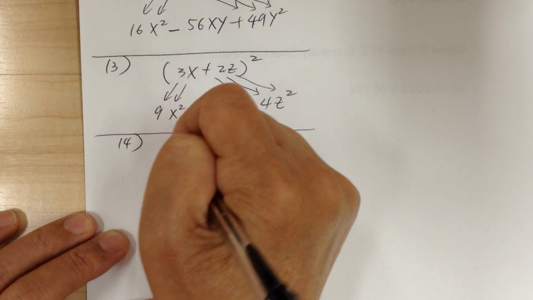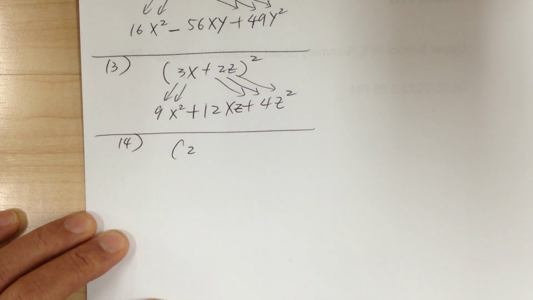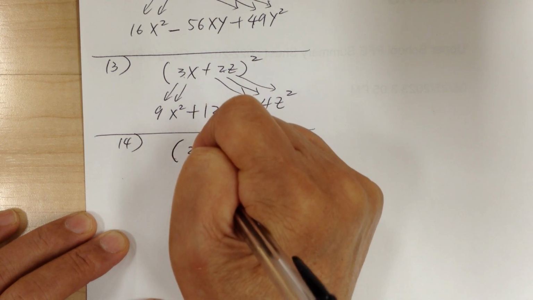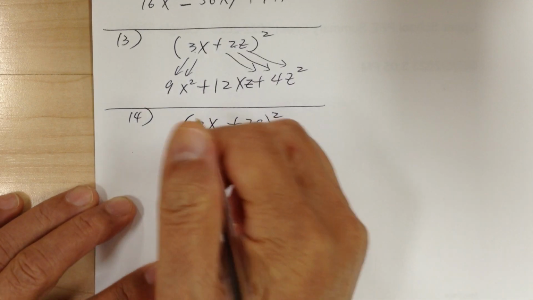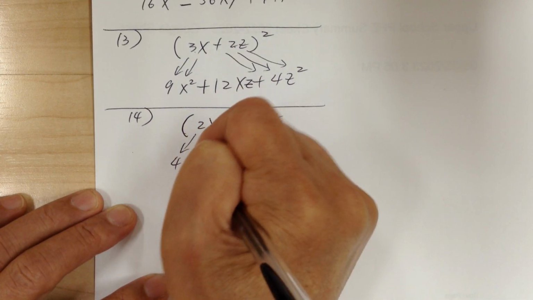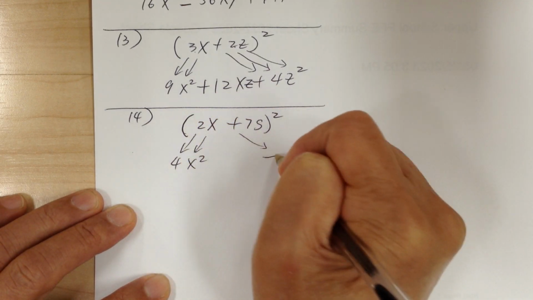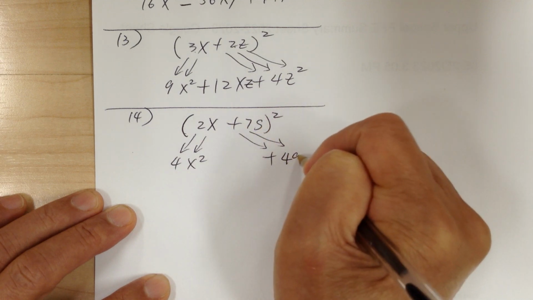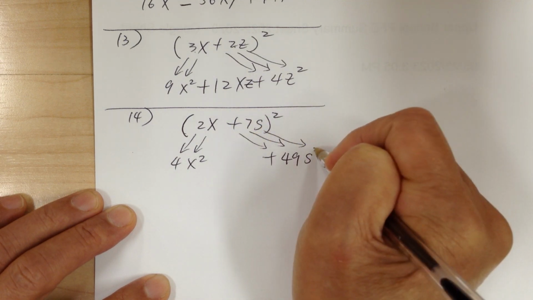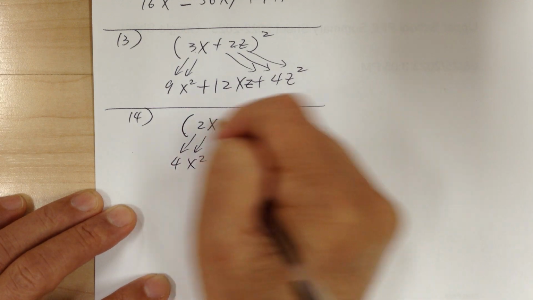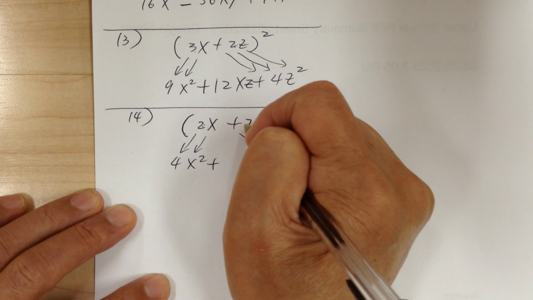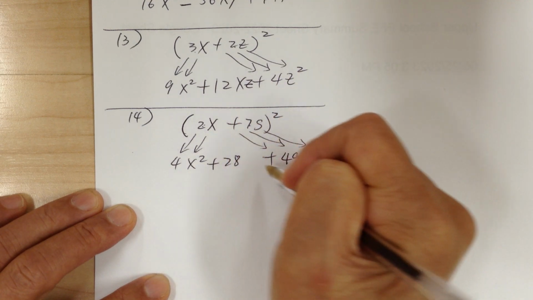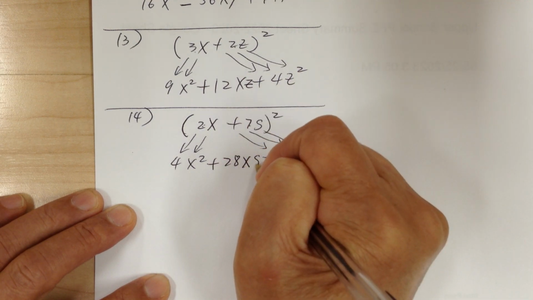Okay, number 14. You have 2x plus 7s squared. So square you get 4, square you get x squared, square you get plus, square that you get 49, square that you get s squared. The middle term, multiply everything together, so the sign is plus, the number 2 times 2 is 4, 4 times 7 is 28, and the alphabet would be x, s.